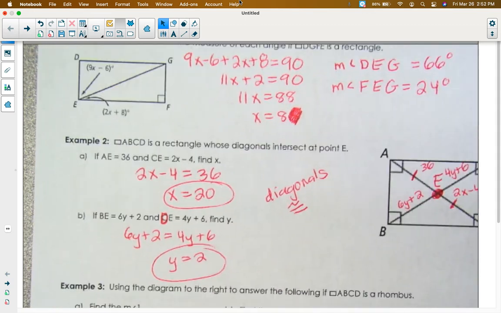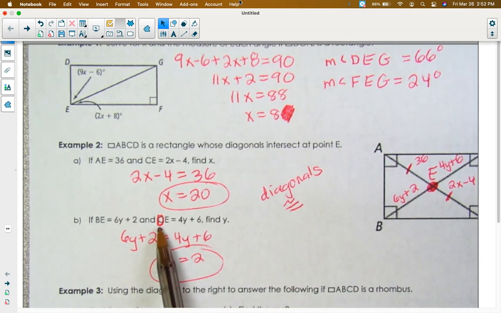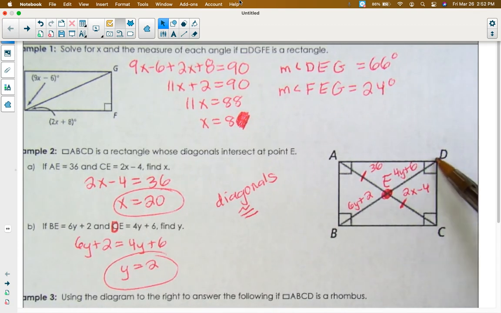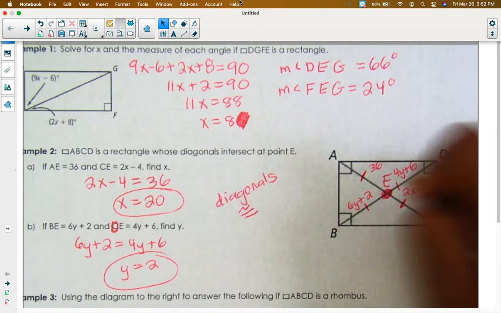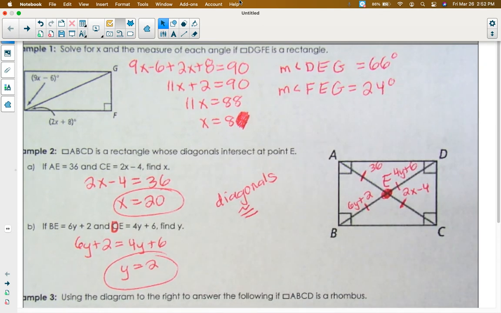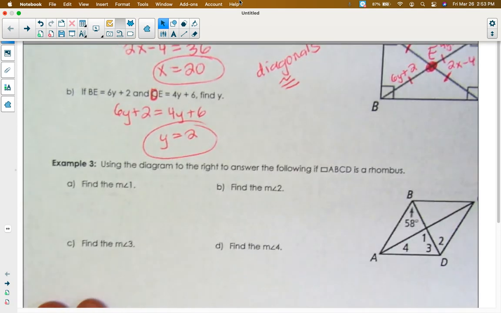So back down here, regardless of if this was DE or CE, all 4 of these segments are congruent to each other because they're rectangles. So I could have set these 2 equal to each other or these 2 equal to each other to find the proper answer.